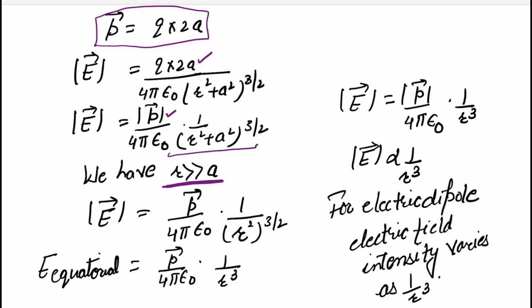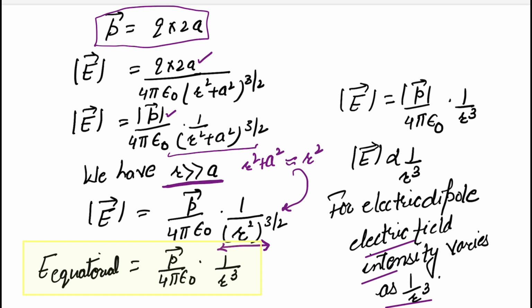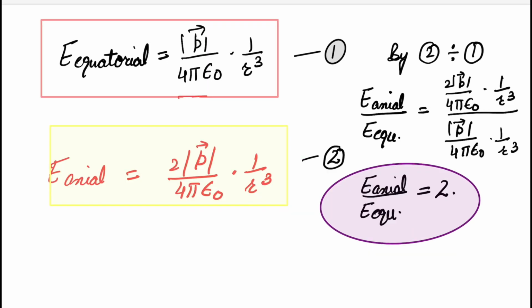Then the denominator term can be solved as r square plus a square is nearly equal to r square, because A is very small as compared to R. We substitute this here. Then a little simplification gives us the electric field intensity due to the dipole at the equatorial point, given by this relation. Note that the electric field intensity varies as 1 upon r cube. In the case of electric field intensity due to a dipole at the axial point, it also varies as 1 upon r cube.